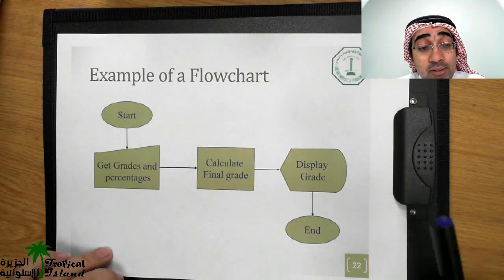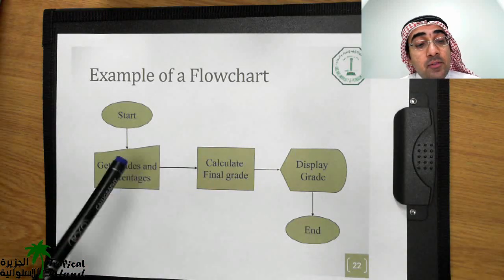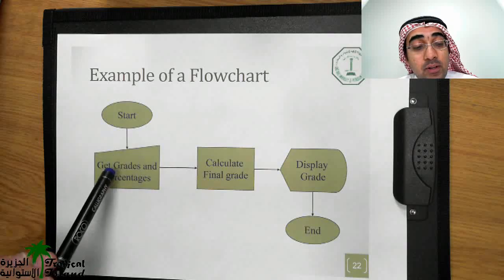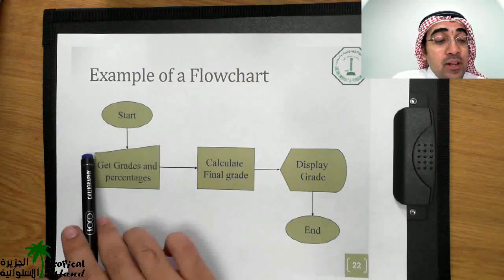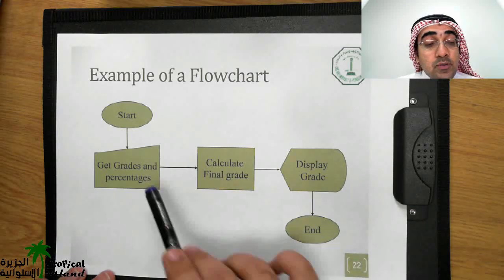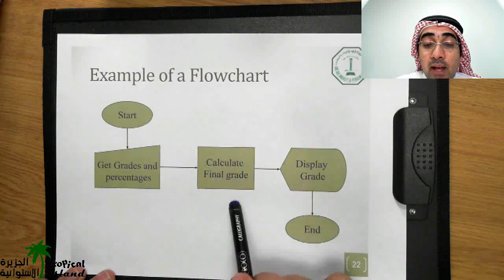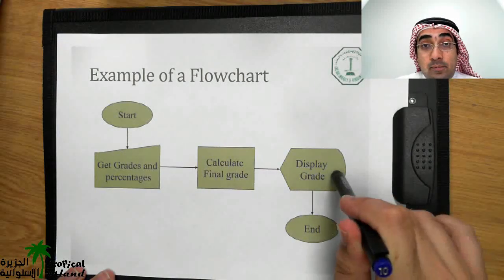Okay. Now, in any program that you write, first you have to start, then you have to get the grades and percentage, you have to get the input, then you calculate, then you display the output, then you stop. Okay, so this is a sequence of any program in your life that you're going to write. Get the input, calculate it, display it, and then stop.